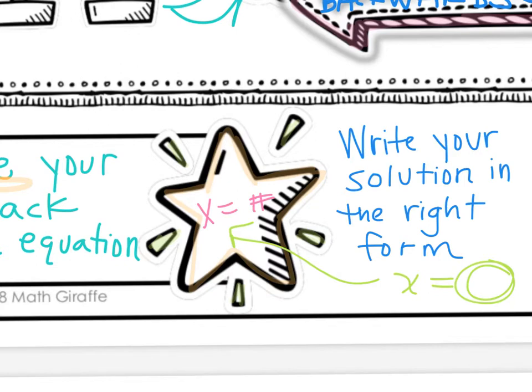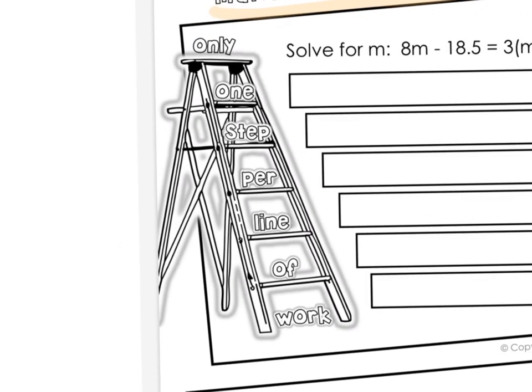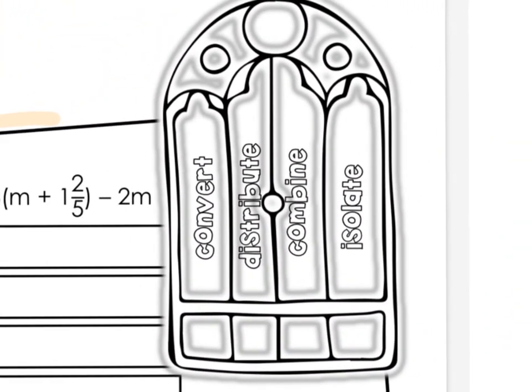Okay, let's go to the second side of the document. On the second side, we're going to do some actual solving of these multi-step equations, and they're going to have fractions and decimals. What I like about this note sheet is there's a reminder that we want to show our steps, show our work, and show just one step per line of work, one step at a time. And we have this little reference over here that is a checklist of reminders.